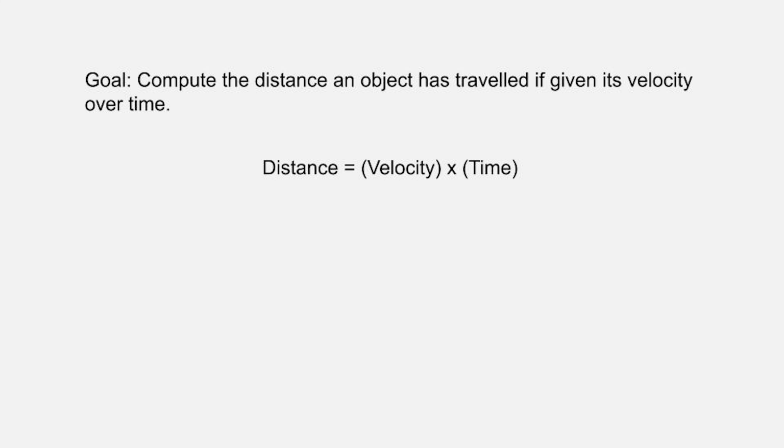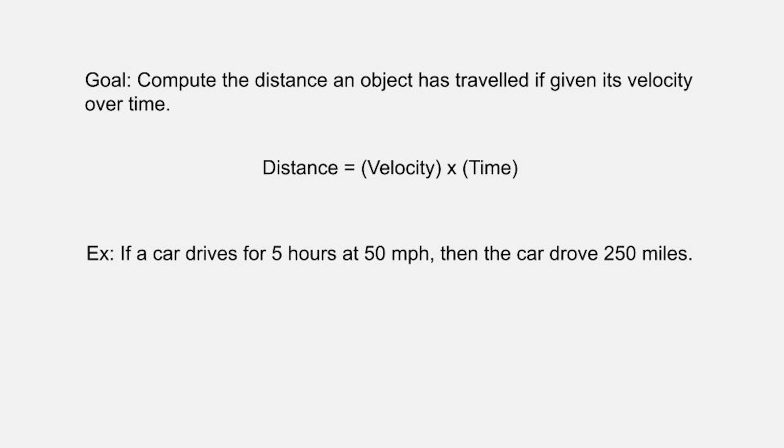And distance traveled is equal to velocity times time. If I know how quickly an object is moving for a certain period of time, I'll be able to compute how far it traveled. As an example, if a car drives for 5 hours at 50 miles per hour, then the car drove 250 miles. We got that by taking the velocity, which is 50 miles per hour, and multiplying by the time, which was 5 hours, to get 250 miles.